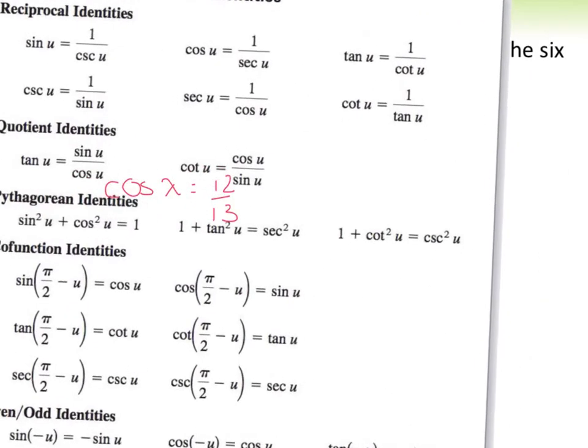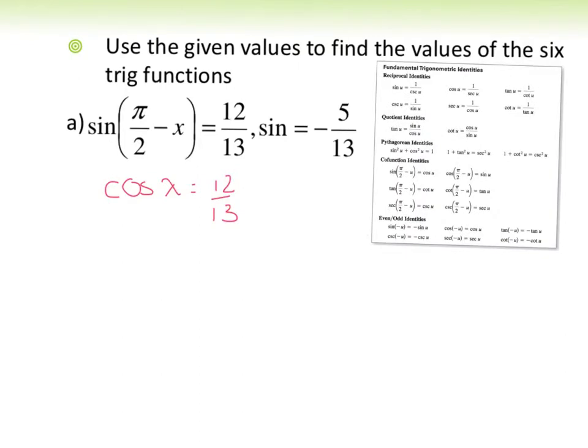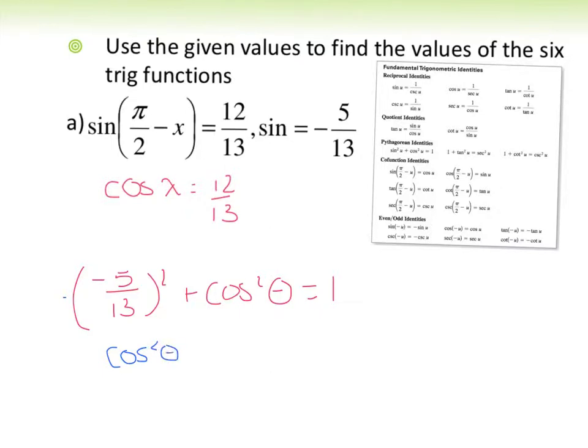Well, how can I provide proof? Another way to provide proof of the following is to use the Pythagorean identity. Okay, so let's use the Pythagorean identity here. So we're told that this is sine, and I want to look for cosine. So, apologize, this is sine, I'm going to square it, plus cosine squared, let's call it theta, equals 1. So now I want to isolate cosine. I'm going to subtract this from both sides. So cosine squared theta equals 1 minus negative 5 over 13 squared.